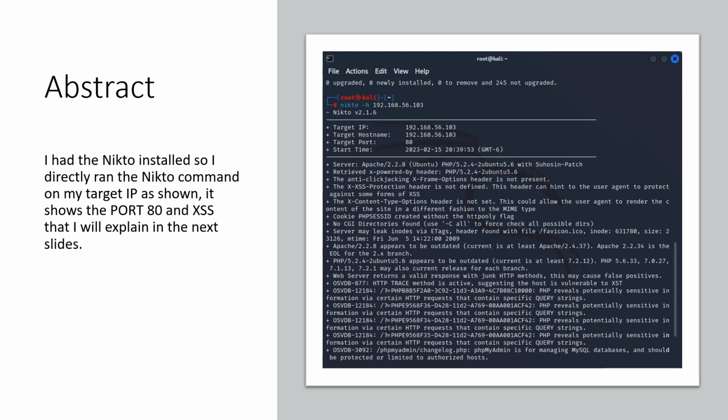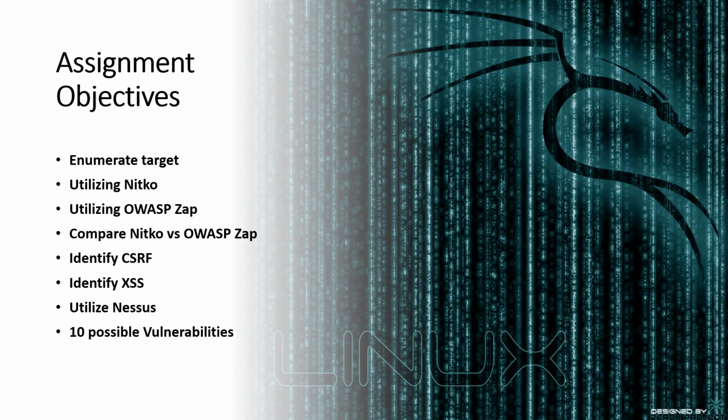I had Nikto installed, so I directly ran the Nikto command on my target IP as shown. It showed port 80 and XSS, which is cross-site scripting, that I'll explain in the next slides. Unfortunately, I sent the professor an email about OWASP, which was not installed and I couldn't install. So I'll just go ahead and continue the assignment without that.